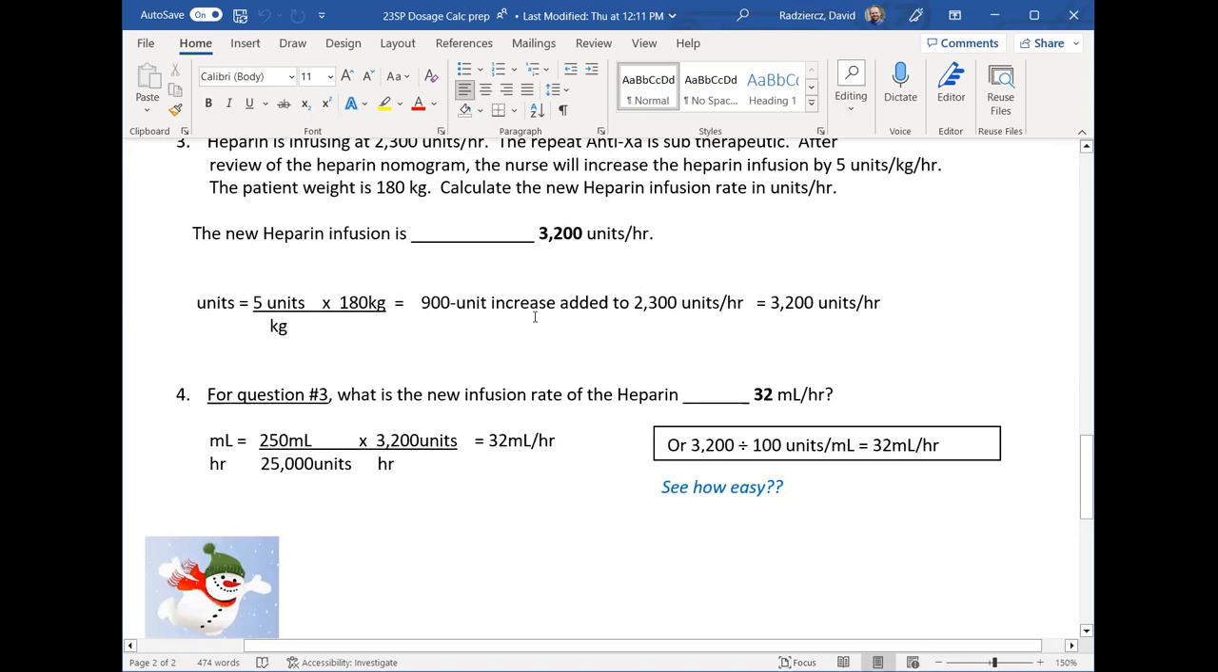Okay, so we started off with 2,300 units per hour, and this was done just a little bit differently than what I demonstrated, in that they just took the patient's weight in kilograms times the unit per kilogram per hour difference. And so for this, it was 5 times 180, which gives you 900 units. So they just added it up. Okay, so 2,300 plus 900 gives you 3,200 total.